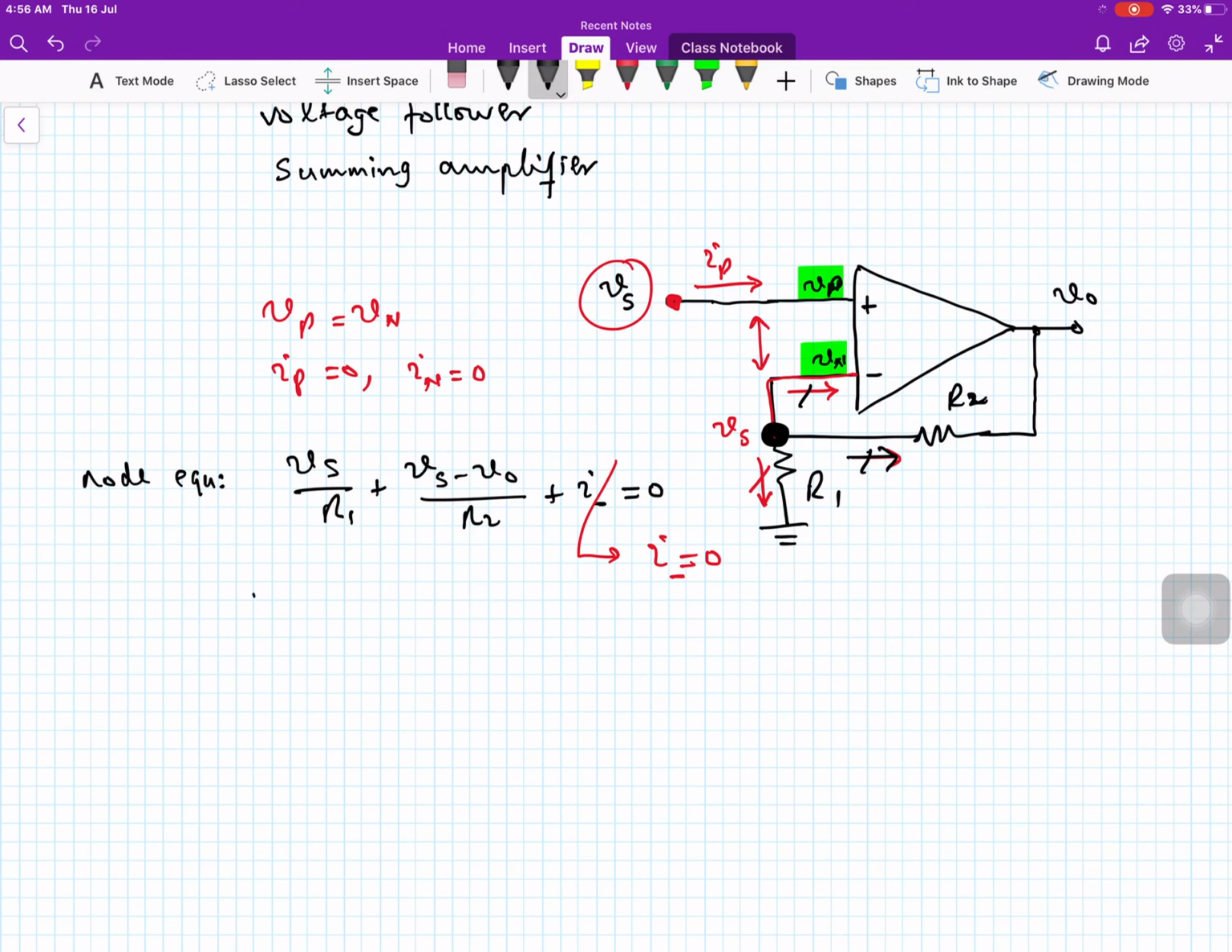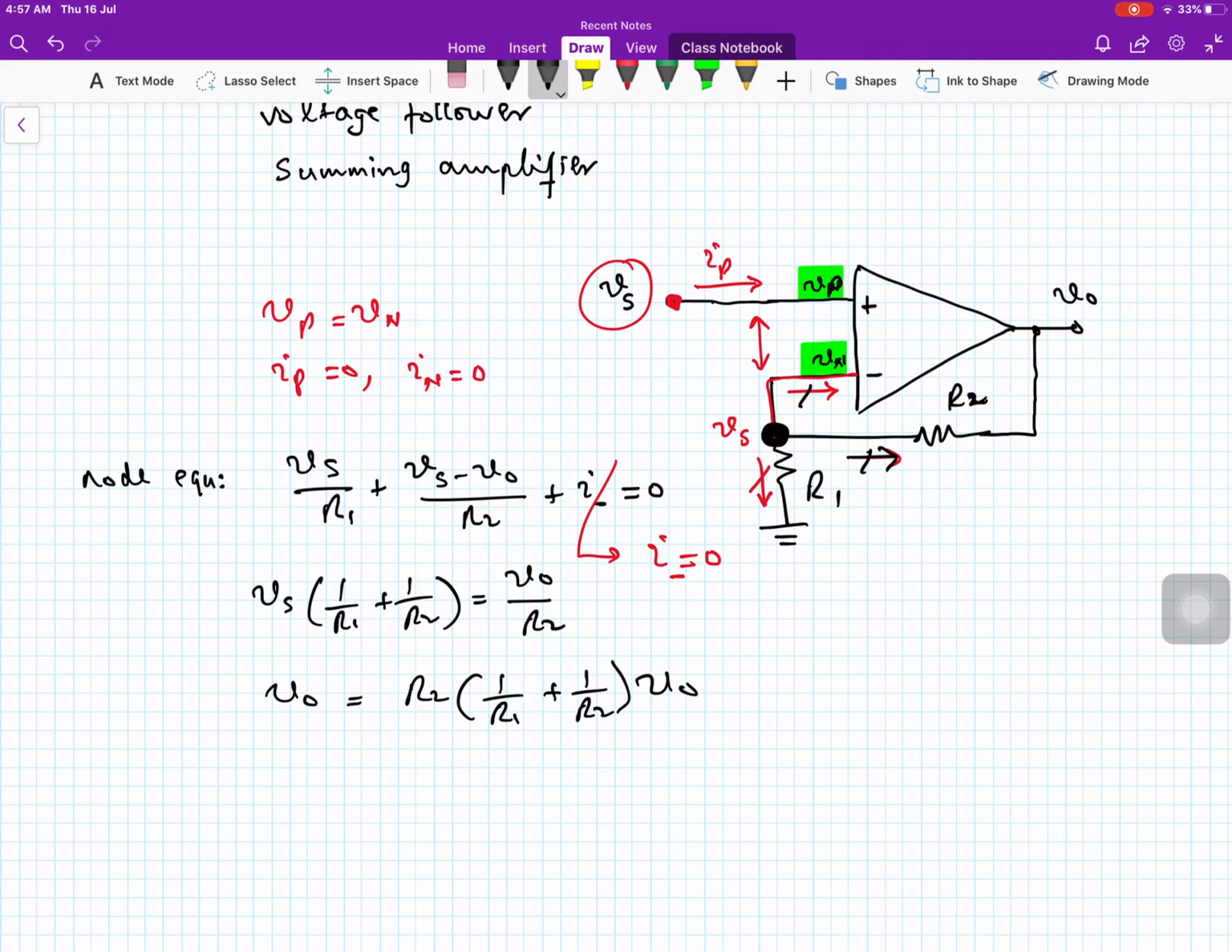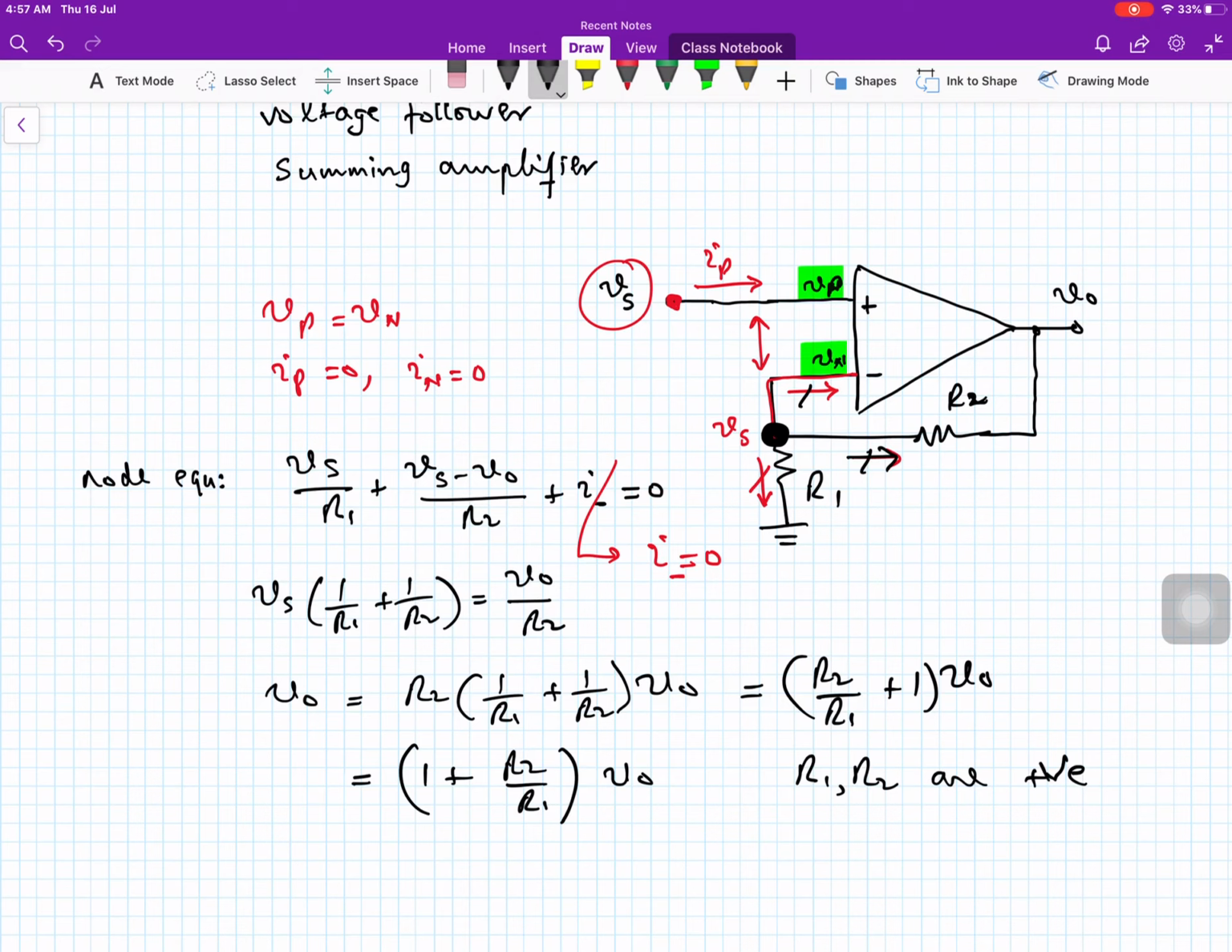Now, simplifying this: Vs times (1 over R1 plus 1 over R2) is equal to Vo over R2, and Vo is equal to R2 times (1 over R1 plus 1 over R2) times Vs. So this is equal to R2 over R1 plus 1, so you can write it as Vo equals (1 plus R2 over R1) times Vs. As resistors R1 and R2 are positive, the output voltage is also positive. Positive means, look at the circuit diagram, the polarity of this output is positive with respect to this ground.